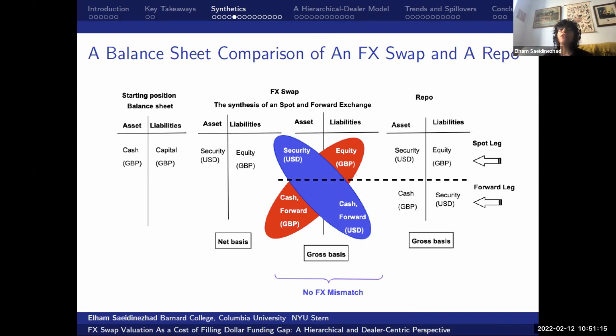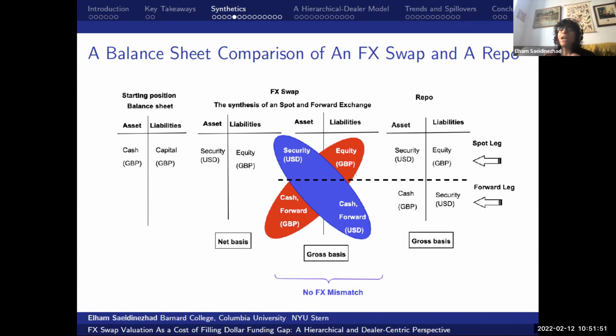The combination of these two, once we show all the hidden commitments and rights resulting from these two legs of the transaction, gives an outcome very similar to what we see in the repo. In the first spot leg, you have purchased this US dollar denominated security, therefore your asset is denominated in US dollars. On your liability side, you still have this capital.